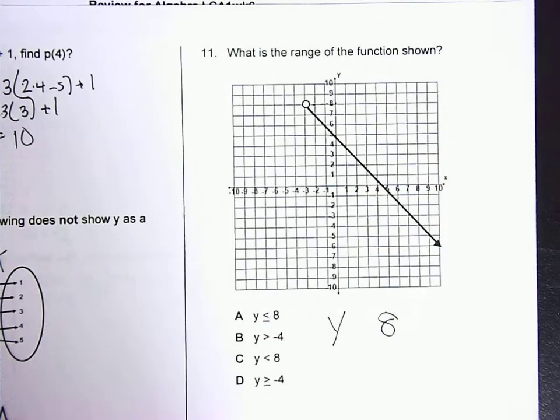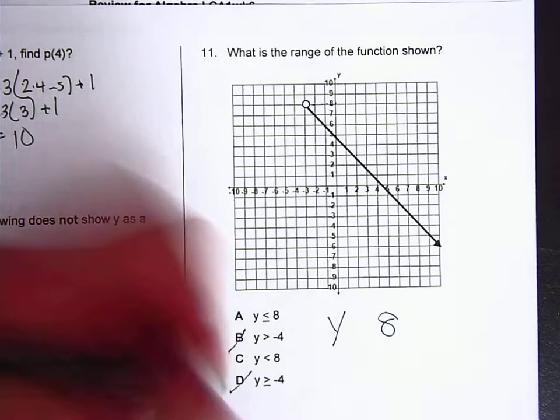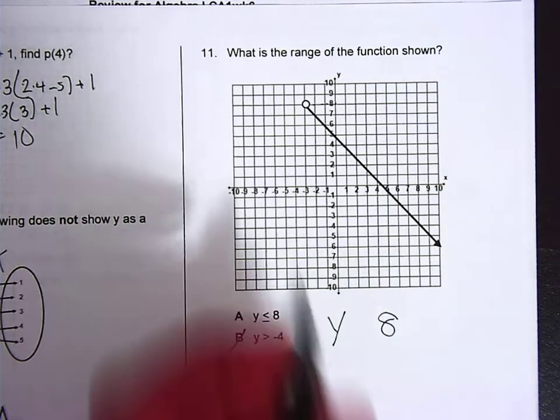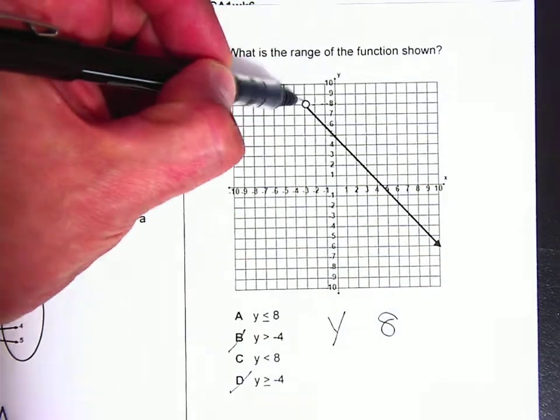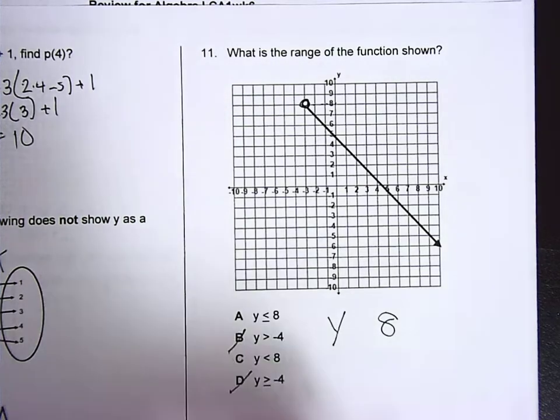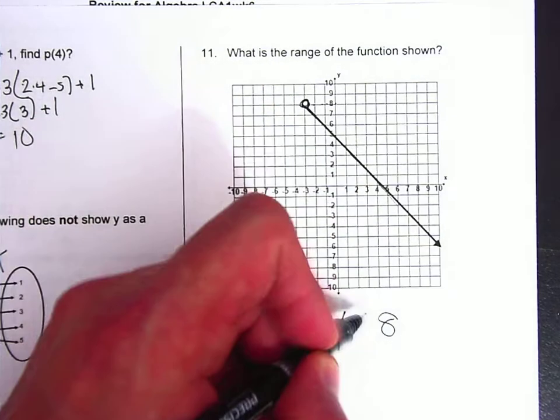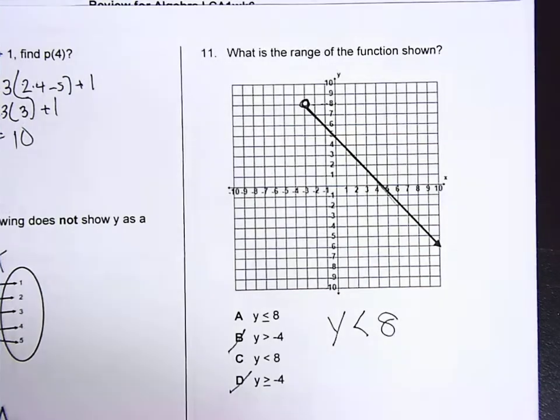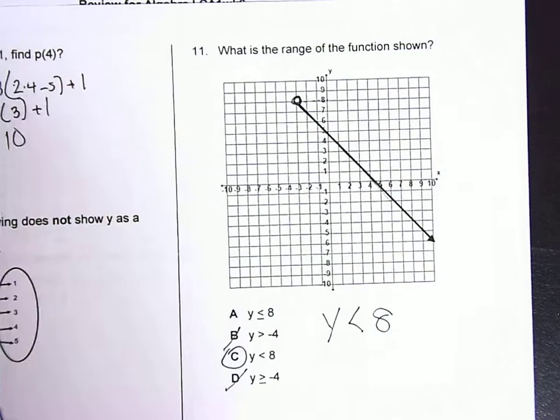So by process of elimination, I can really take out choices B and D. I know that it reaches the 8, but it doesn't ever make contact with it because of that open circle. But it does go below, or in other words, less than the 8 value, forever infinitely on downward. So that would be choice C.